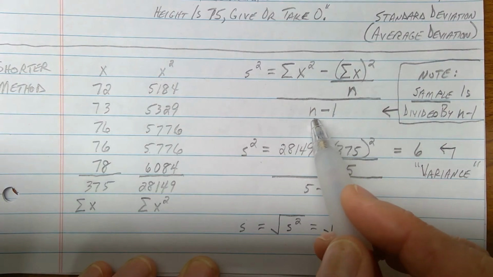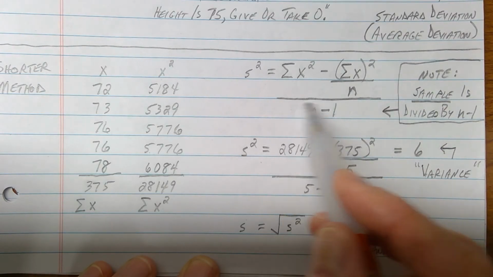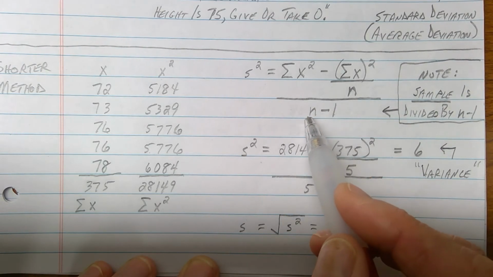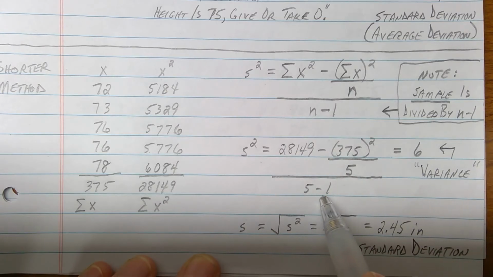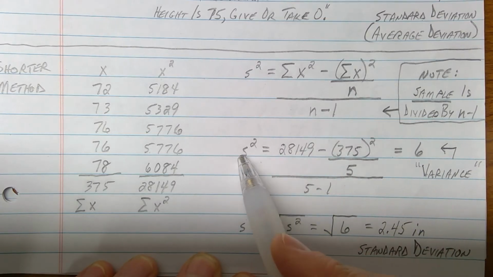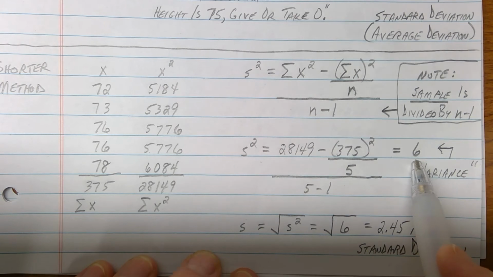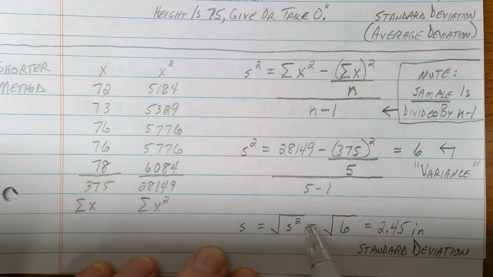Over, here's my adjustment. Since it's a sample, I have to divide by 1 less than what you have. So I'm going to end up dividing by 4. Remember, this number is too big. It's 6. So your final step is to unsquare it and end up at 2.45 inches.